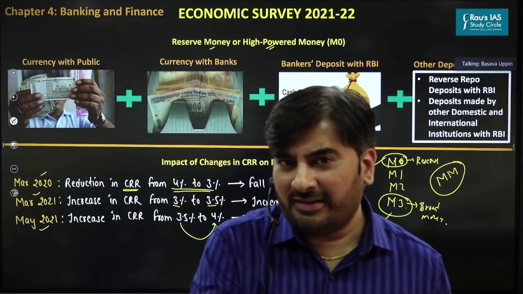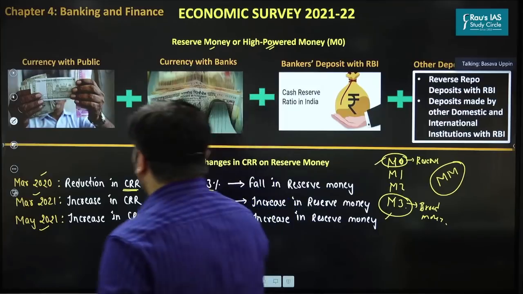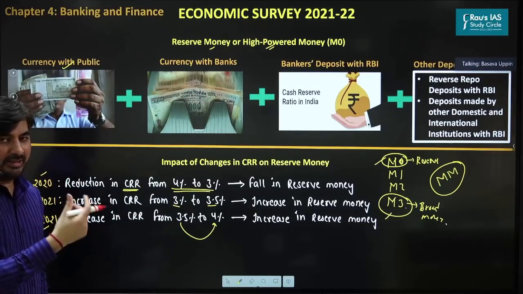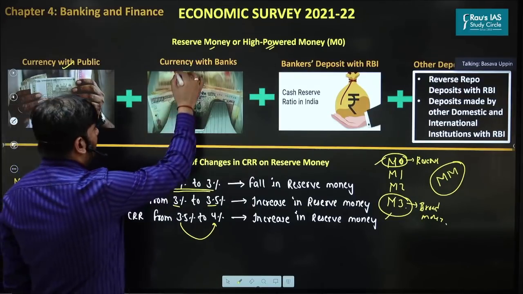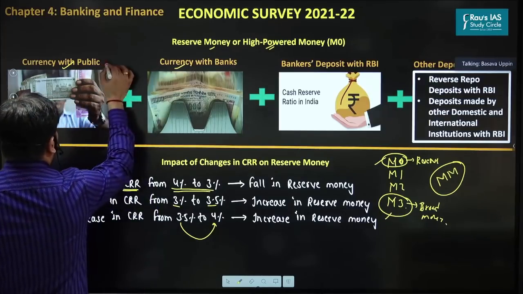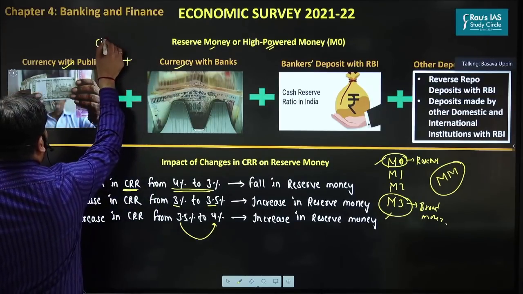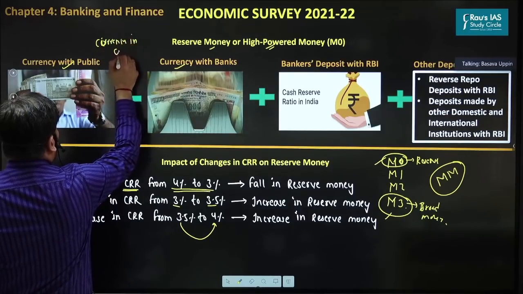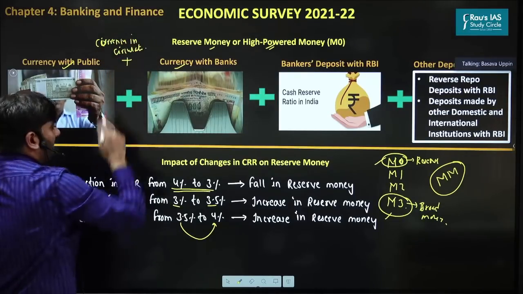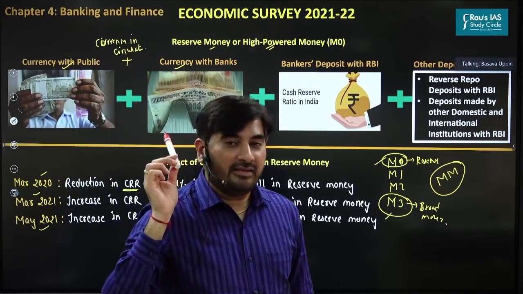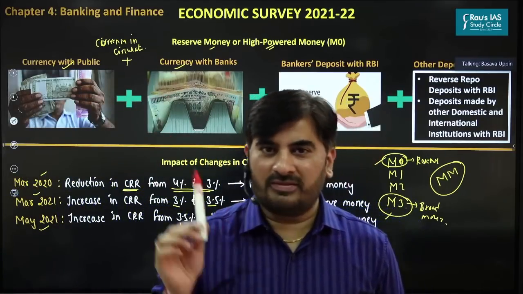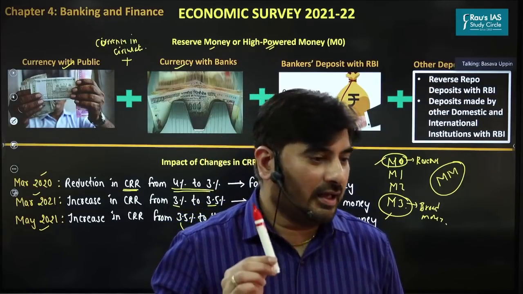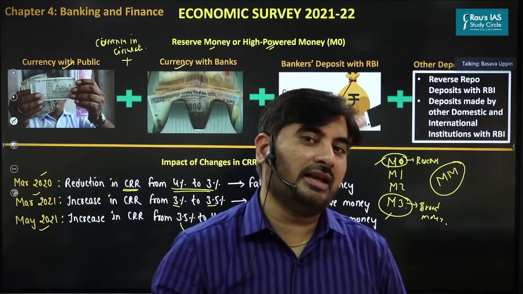So how do you calculate the reserve money? To calculate reserve money, we take into account the total currency with the public, how much money the public has with them, plus currency with the banks. We call it currency in circulation. So please remember this from the perspective of the prelims examination. When we say currency in circulation, it includes the currency with the people plus currency with the banks. It does not include only the currency with the public.